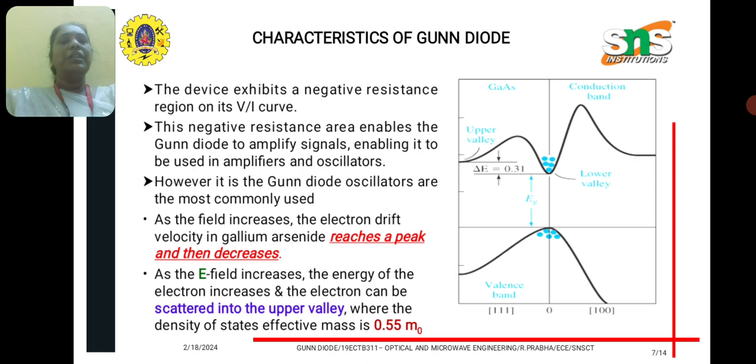As the electric field increases, the energy of the electron also increases, and the electron can be scattered into the upper valley, where the density of states effective mass is 0.55 m0.